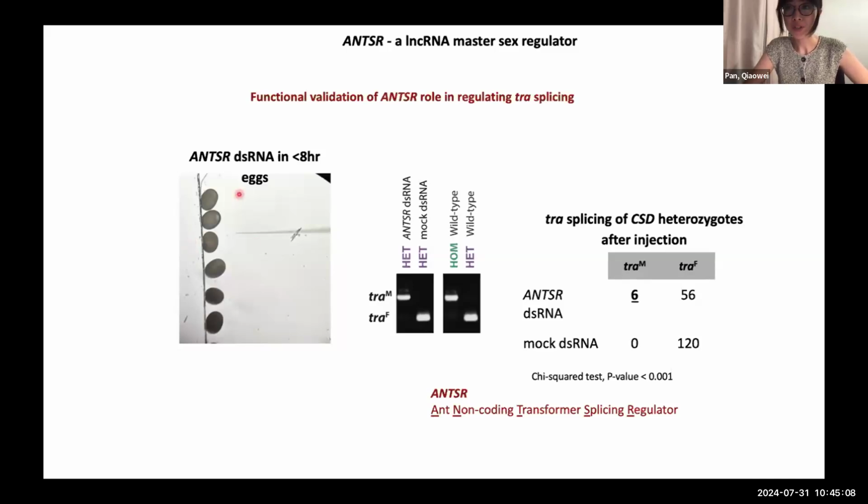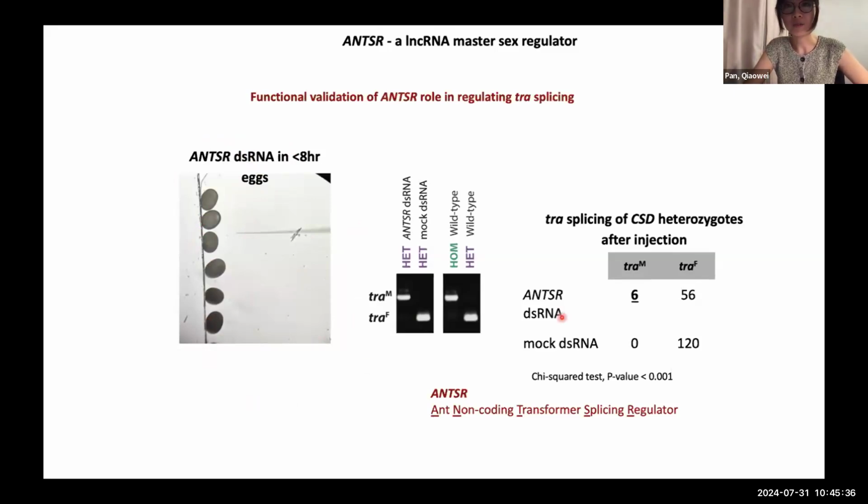We injected double-stranded RNA against this non-coding long RNA into very young eggs. At the same time, we also did a control injection with double-stranded RNA against GFP. Afterwards, we incubated the eggs for about 6 days. Then we extracted both DNA and RNA from the same egg. With the DNA fraction, we could tell the genotype of the sex locus, whether this egg is going to become a male or female.